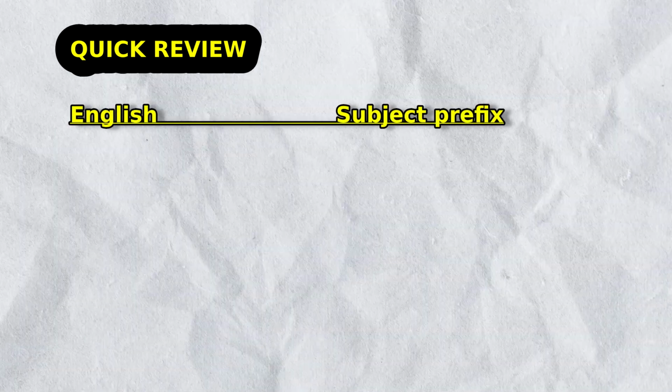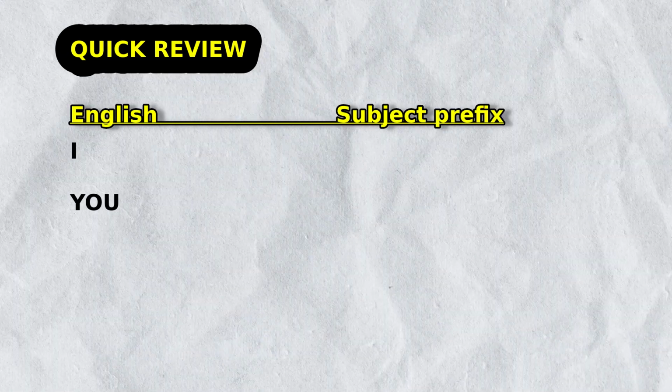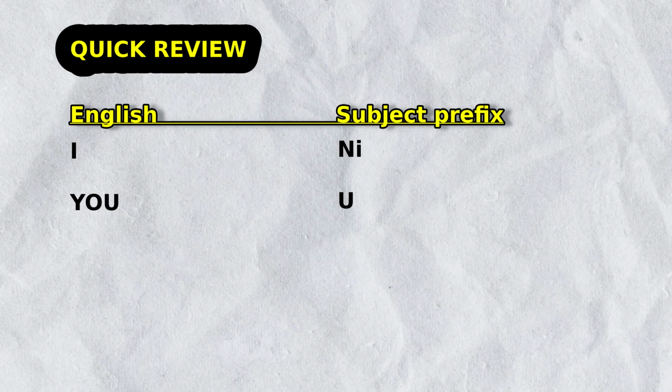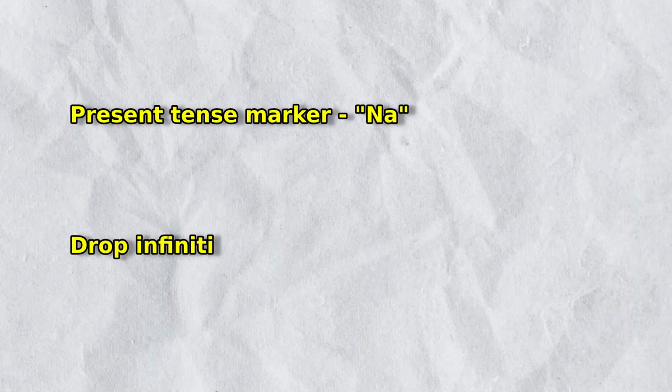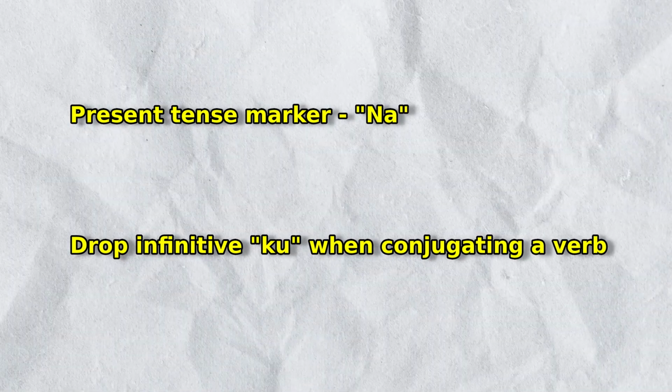Now let's have a quick review of what we've learned. So we've seen the subject prefixes for I and you, and we've said the subject prefix for I is ni, and the subject prefix for you is the letter U. Good. And the present tense marker is na. And we have to drop the infinitive ku whenever we are conjugating a verb.